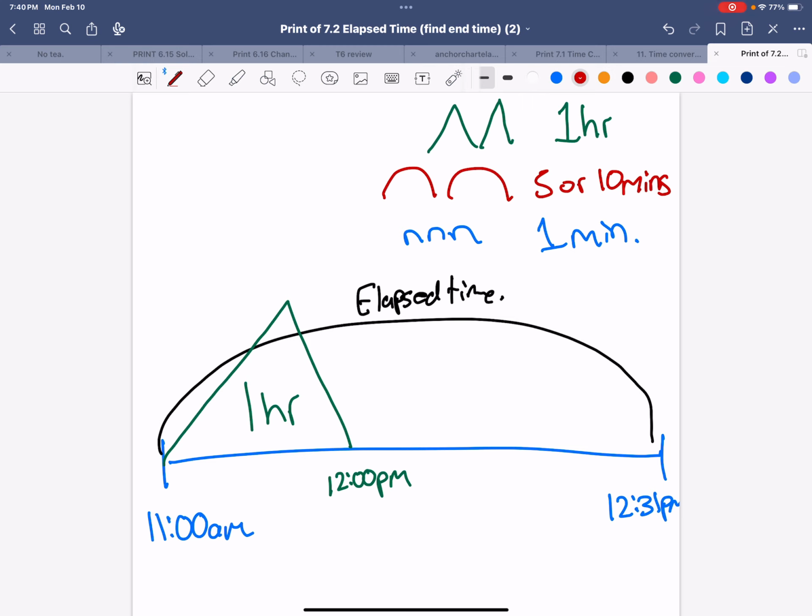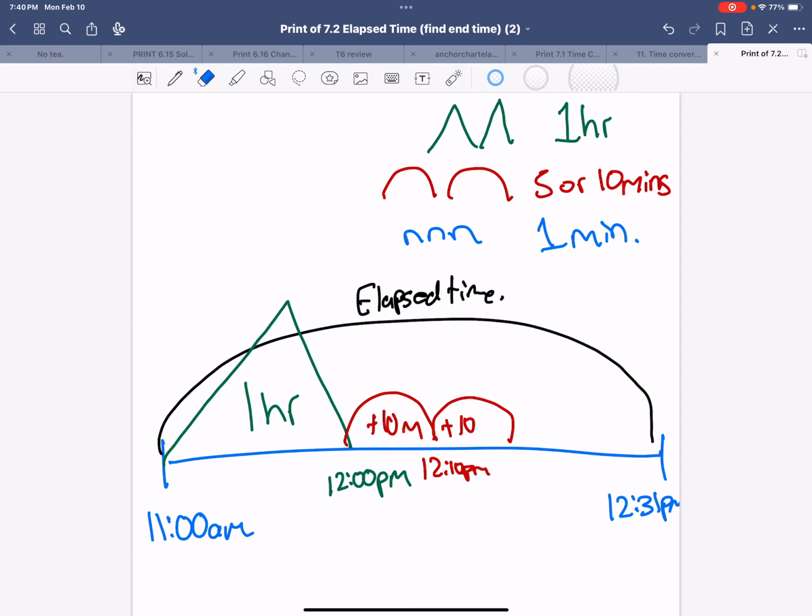I think 12 to 12:31, I can definitely do one hill plus 10 minutes, which gets me to 12:10. Another hill gets me to 12:20. Another hill gets me to 12:30. All right, I just need to get to 12:31, so I'll just use a little rock plus 1 minute to get me to 12:31 p.m.